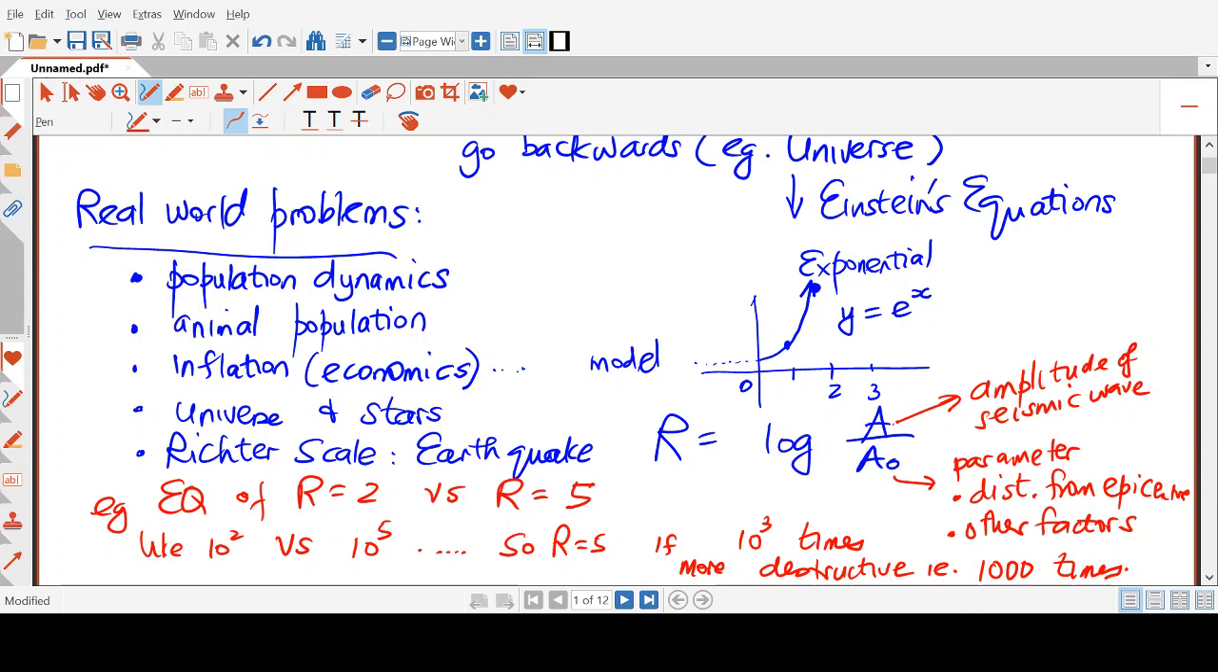You see how numbers can be misleading. You see 2 and 5, you think, nothing, man. That was 2, that was 5. But it's actually 1,000 times more destructive. That's why I said you as young people need to get a sense of numbers. You should know what the numbers mean.